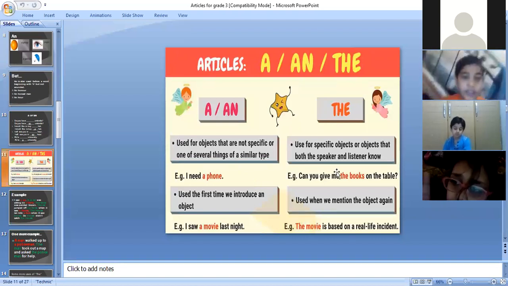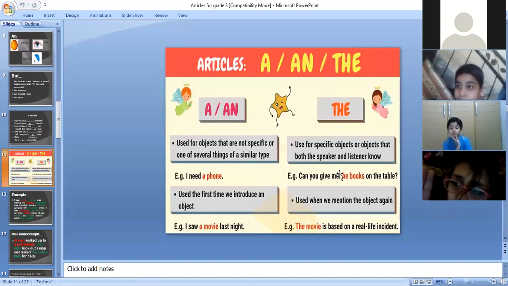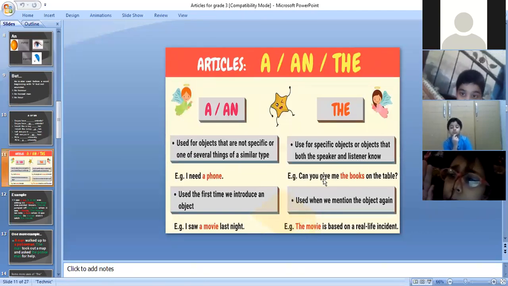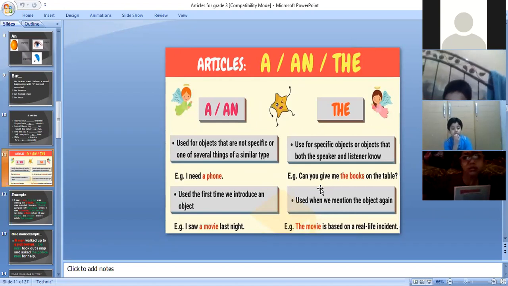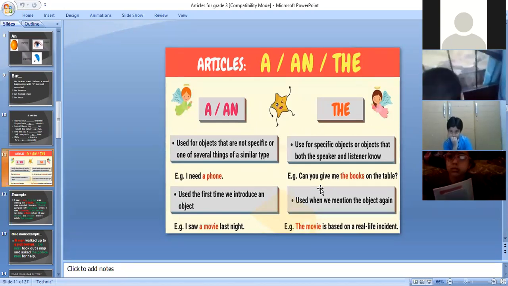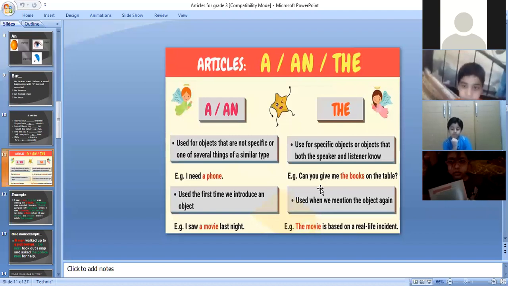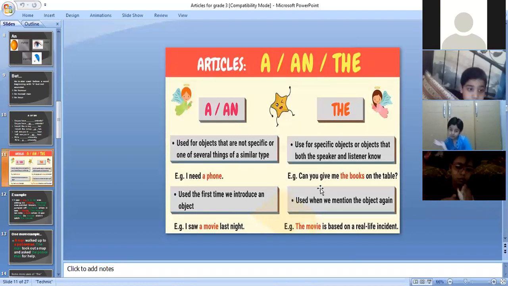But we use "the" for specific objects that both the speaker and listener know. Got my point? Can you give me the books on the table? Dear children, here we are talking about only the books which are lying on the table, not any other books. Got my point here? "A" and "an" are used when we don't know about anything, it can be anything. But when we know about the things, we use "the."